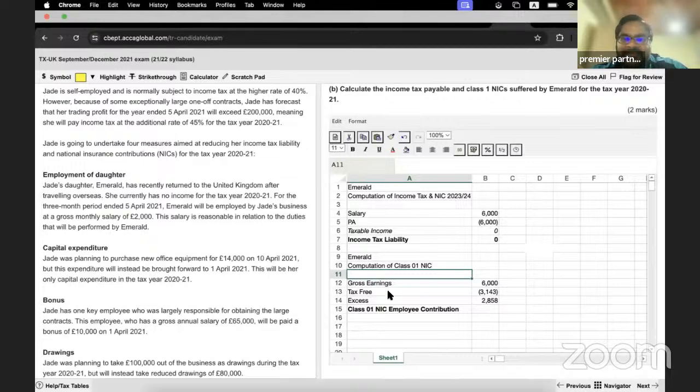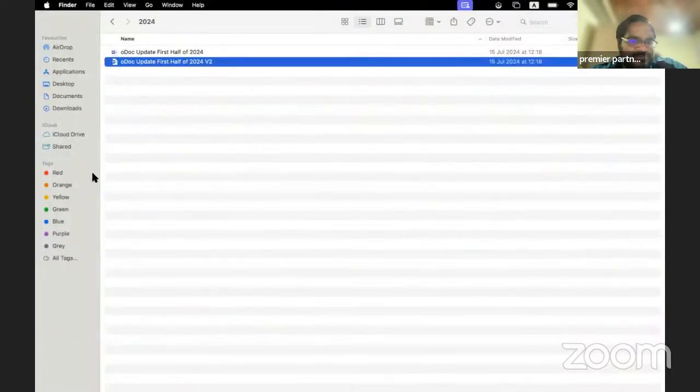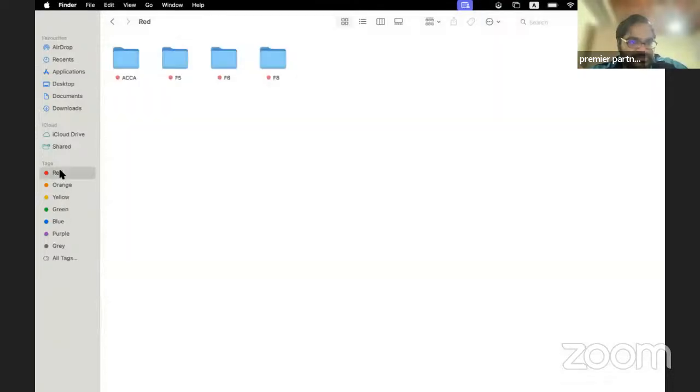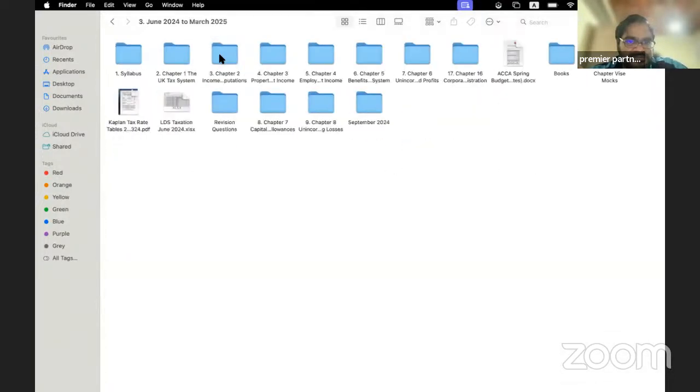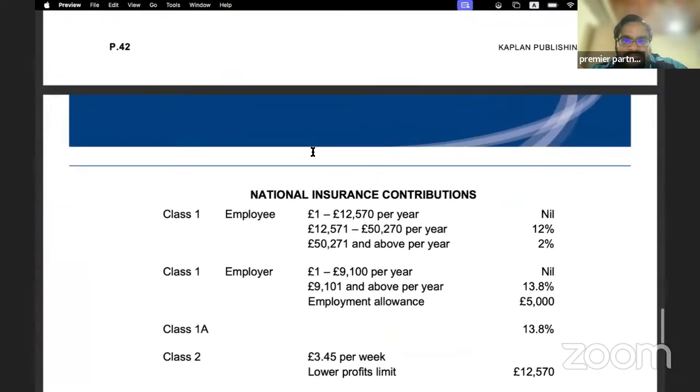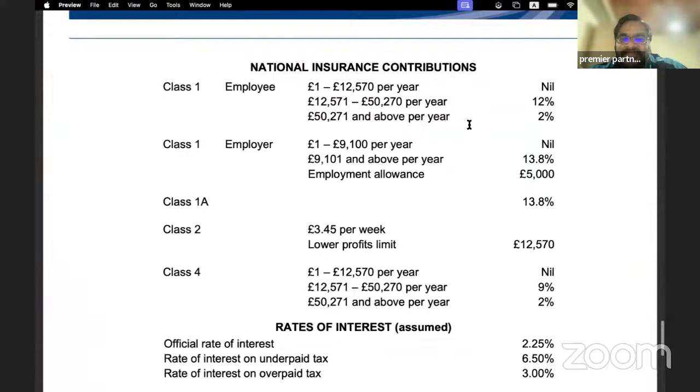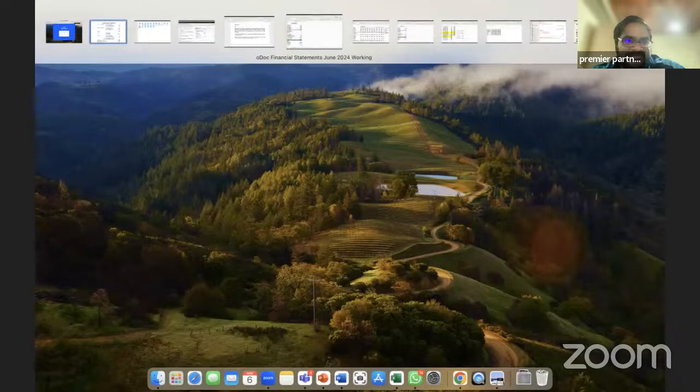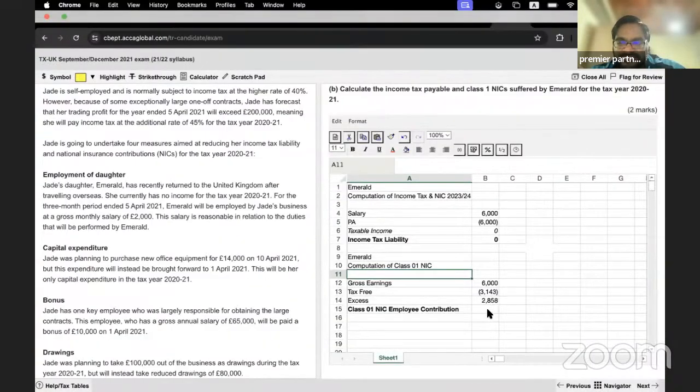Right. Let me open the Kaplan rates. Right. Here we have the rate. So we are talking about class 1 employee rates. So it will be 12% like I said. Are we good? Everyone, any question from anybody?